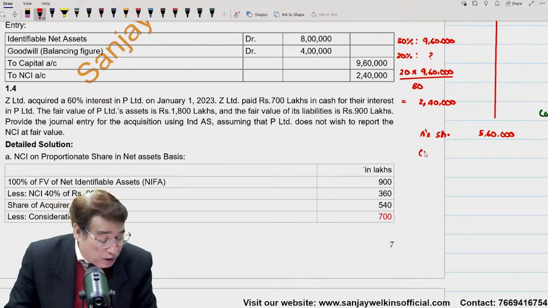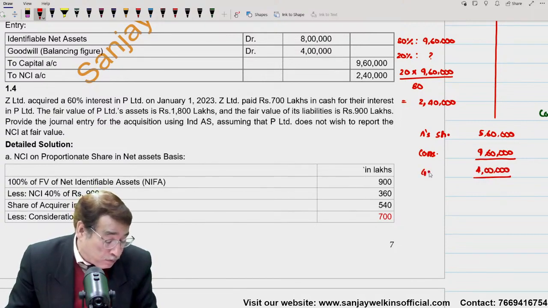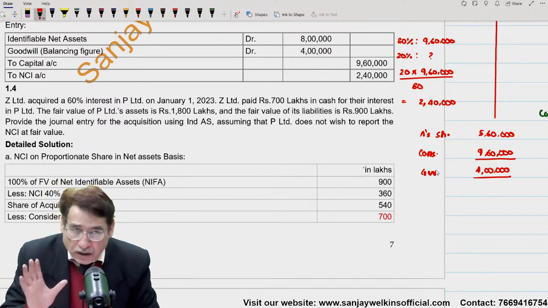Okay, now consideration. Consideration is 9,60,000. In this case, you can see the amount of goodwill is actually 4 lakh. In this case, the amount of goodwill is 4 lakh. Correct? Up to this particular stage, things should be clear.